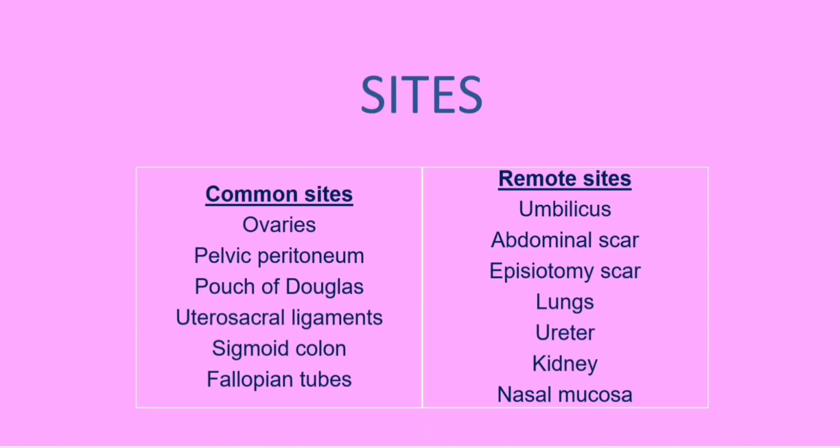The common sites involved are ovaries, pelvic peritoneum, pouch of Douglas, uterosacral ligaments, sigmoid colon, and fallopian tubes. And remote sites are umbilicus, abdominal scar, that is caesarean scar, episiotomy scar, lungs, ureter, kidney, and nasal mucosa.